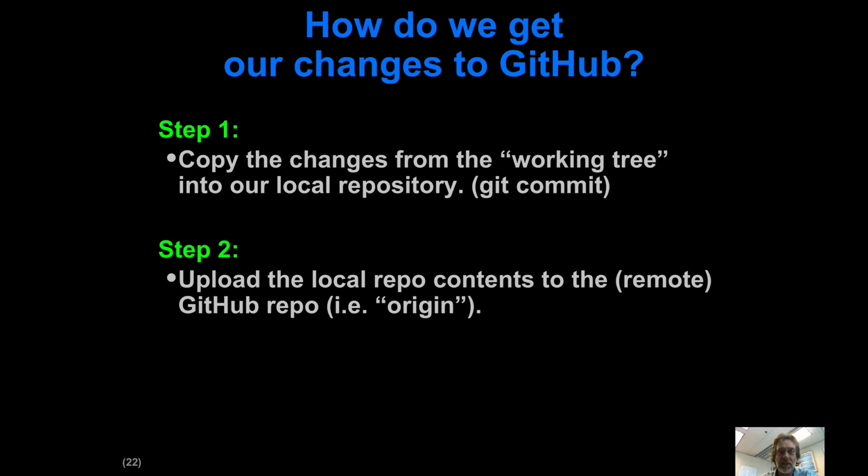So we've changed our working tree, but let's say we want to actually save out these changes to GitHub. Okay, how do we get them from our working tree all the way to GitHub? There's basically two steps. The first step is to copy the changes from the files in the working tree into our local repository. That's called committing. So we'll run the git commit command to do that. The second step is, now that we've updated our local repository, we want to upload the local repo contents to the remote GitHub repo, which is referred to as the origin.